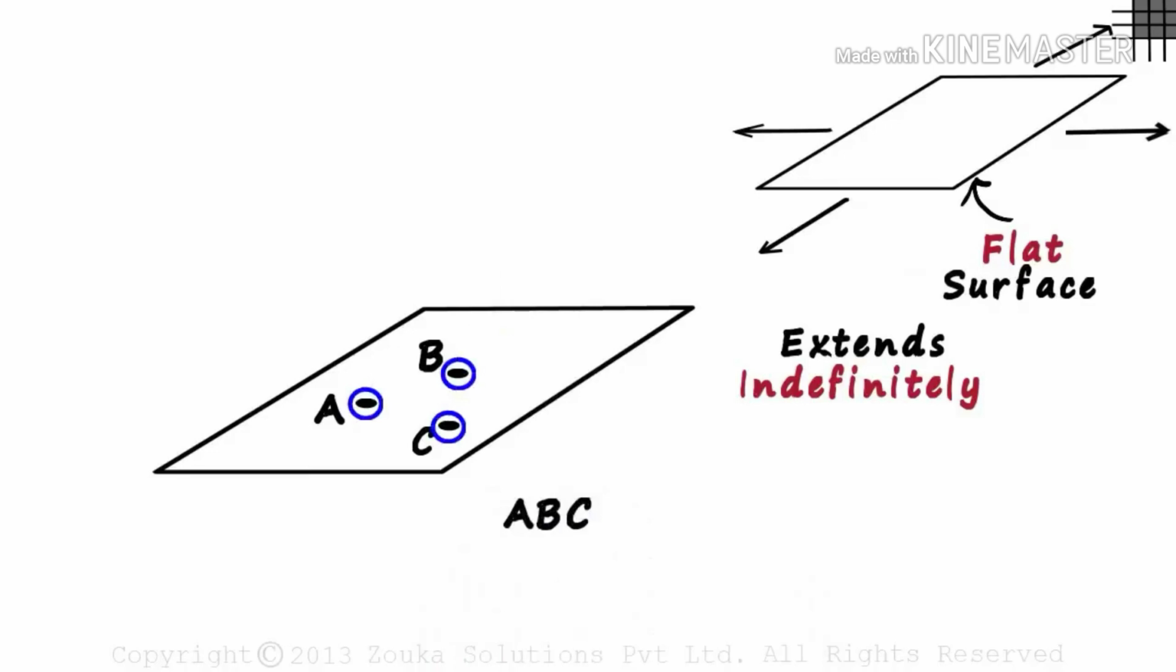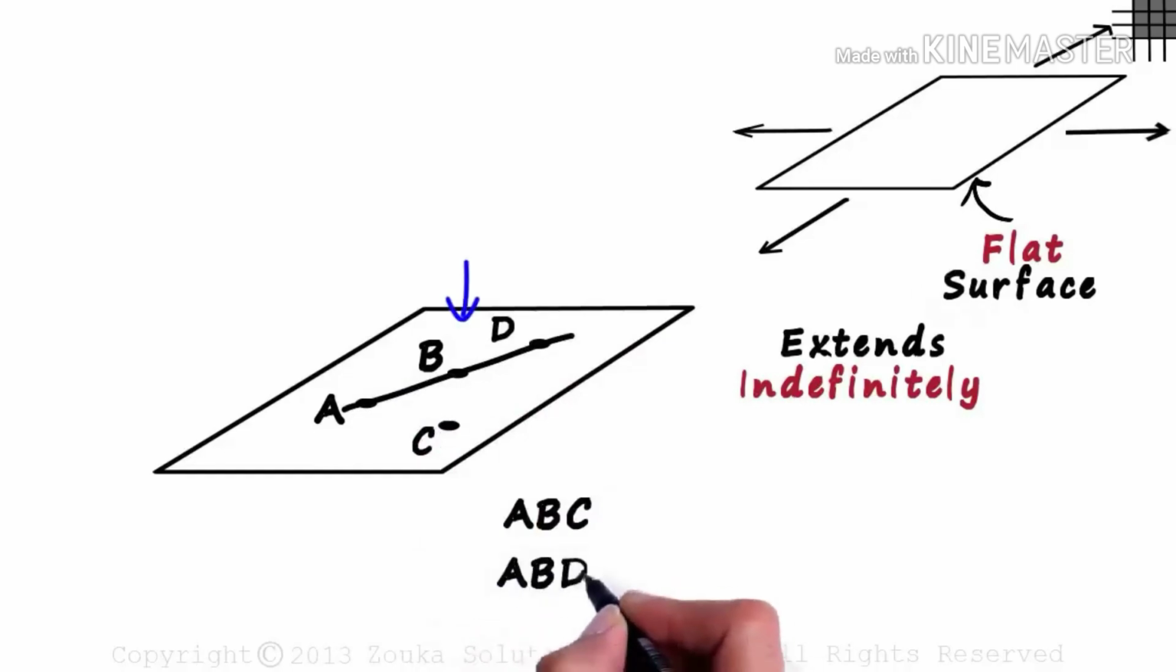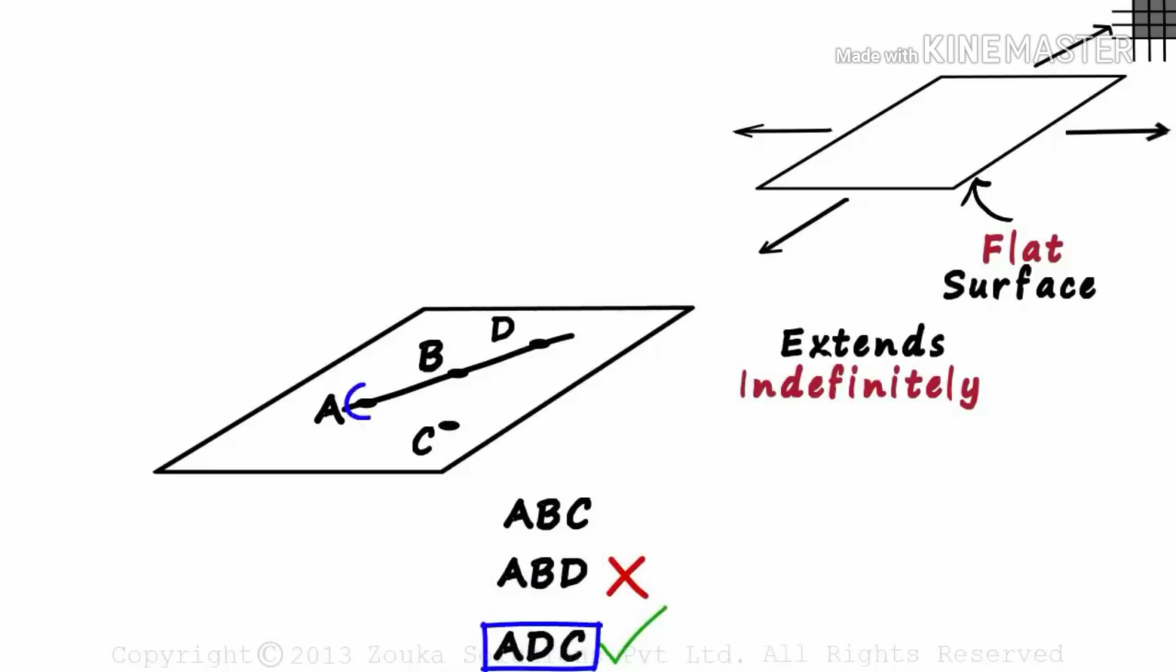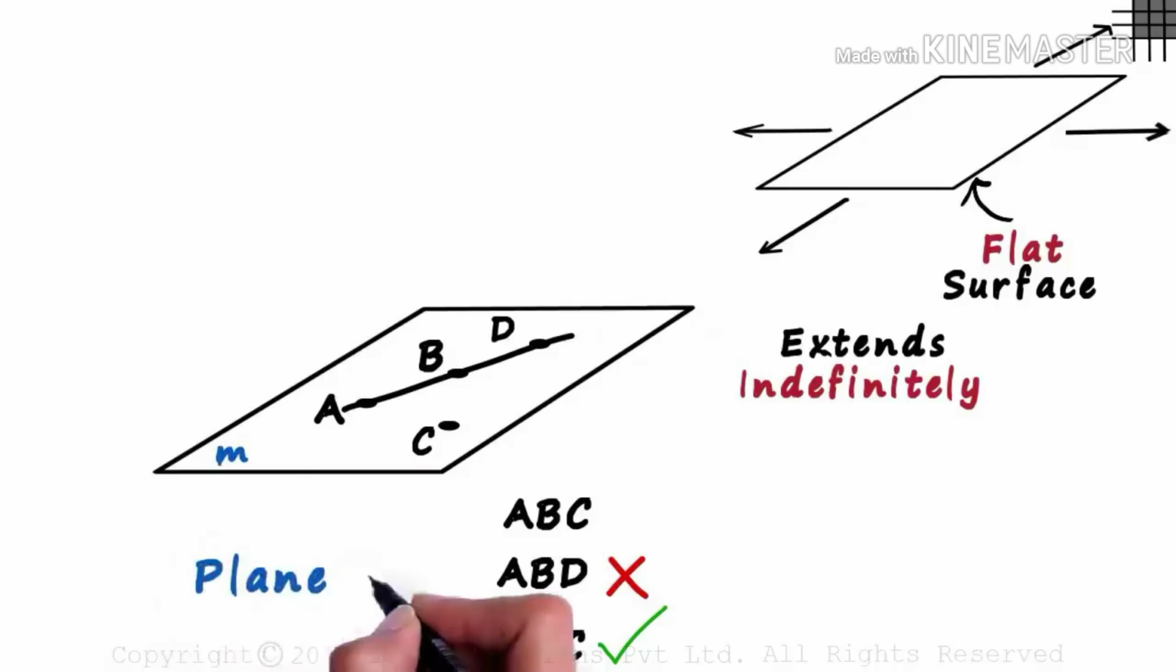The 3 points we use to name the plane should not form a straight line. If we have a point D on the plane such that A, B, and D form a straight line, then this plane cannot be called ABD. Can it be called ADC? Of course, yes. It can be called ADC as A, D, and C do not form a straight line. It can also be named using single letters. If we write an M here, this can also be called plane M.